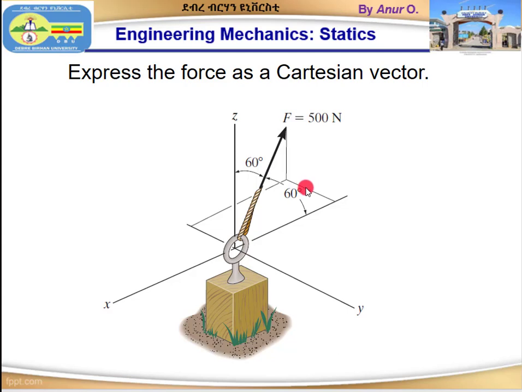We are going to see an example on 3D Cartesian vectors. The question is: express the force as a Cartesian vector. Well, force F with a magnitude of 500 Newton is in space, so it is located at 60 degrees from the negative x-axis and 60 degrees from the positive z-axis. We are asked to express this force in Cartesian vector with IJK form.